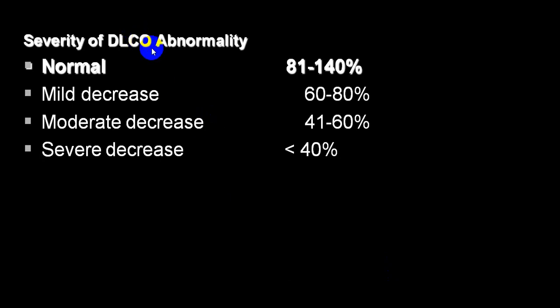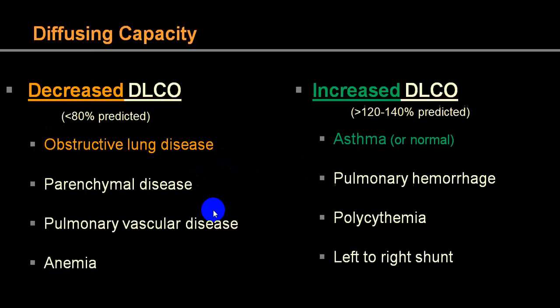As far as DLCO is concerned, it is not commonly done, but anytime you suspect an obstructive element, you want to find out the diffusion capacity or diffusion abnormality, you go for a DLCO study. You require a special lab, special facilities, and you ask the person to inhale carbon monoxide and then do the test. If DLCO is 81 to 140, it is normal. If it is between 60 to 80, it is a mild decrease in the diffusion capacity. 41 to 60, moderate, and less than 40, it is called a severe decrease in the diffusion capacity.